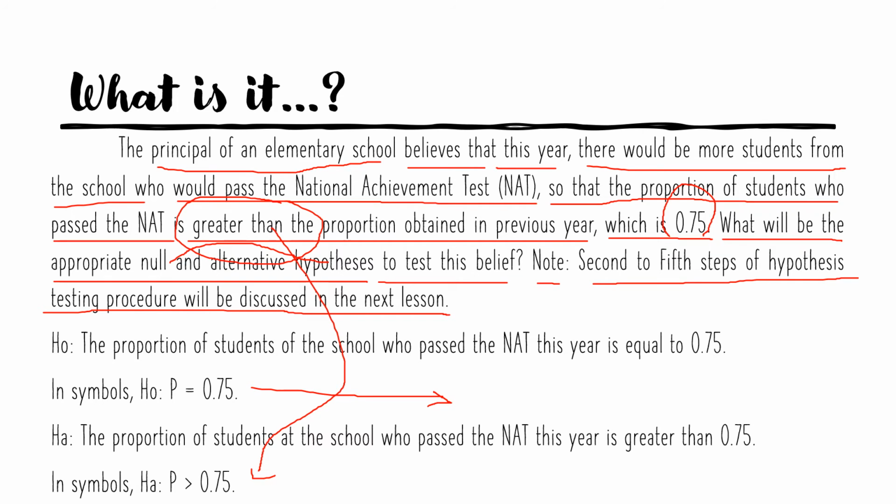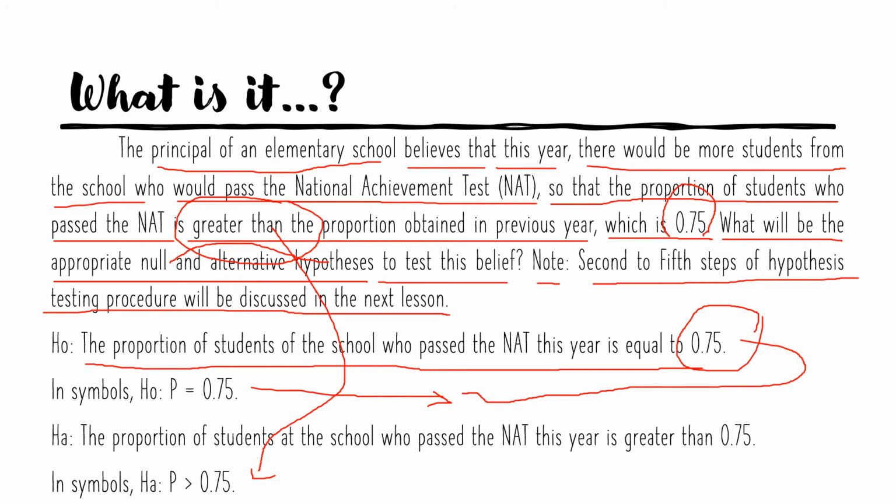And we always said from our previous video lesson that the null hypothesis will present equality between your two variables involved. That's why our null hypothesis for this example is that the proportion of students of the school who passed the NAT or national achievement test this year is equal to 0.75. If we convert this statement into symbols, that will be P is equal to 0.75, because our assumption is that the proportion of students will be equal to 0.75, and your null hypothesis will always show you an equality between your two variables involved.